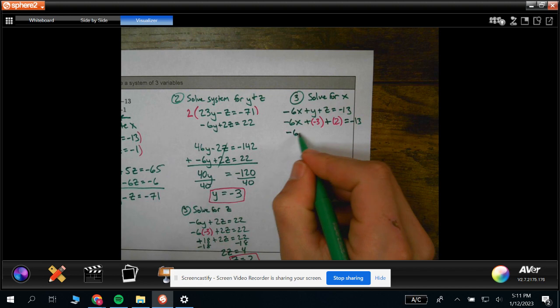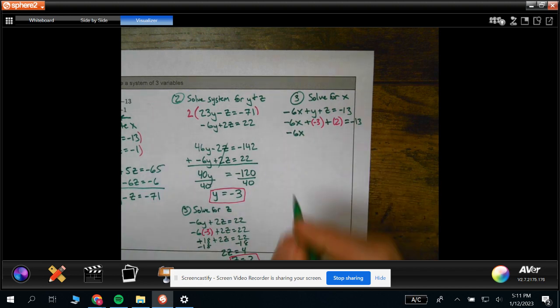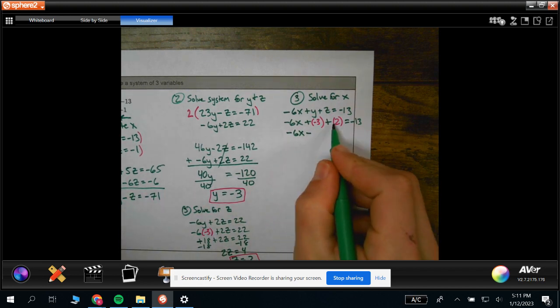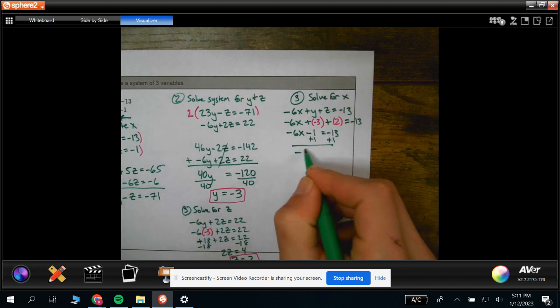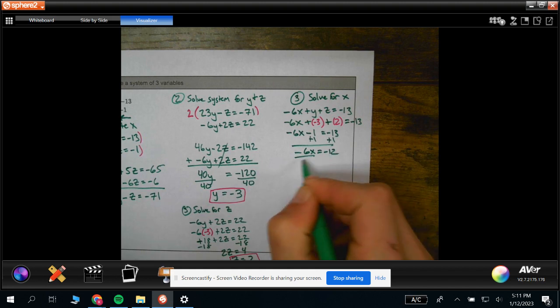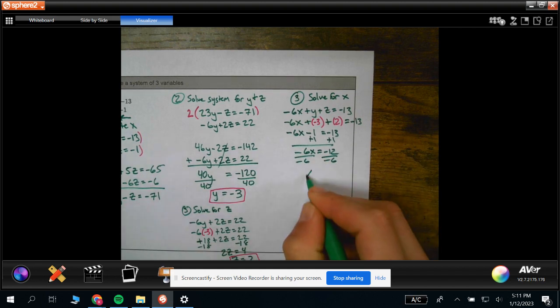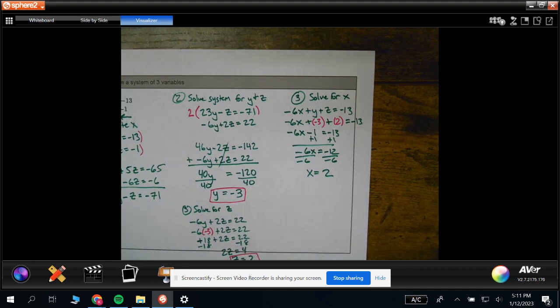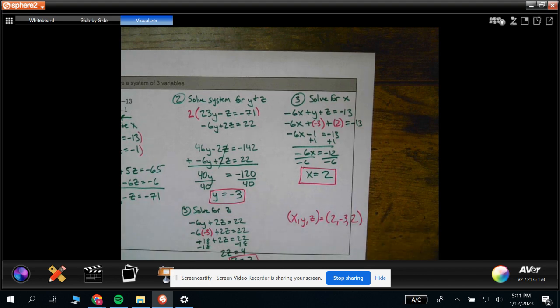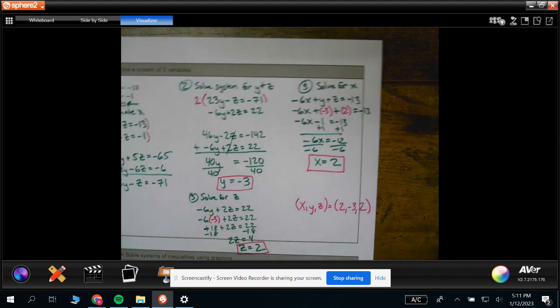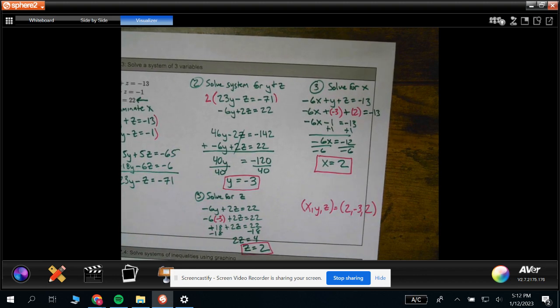If we work this out, negative 6x minus 3 plus 2, which is negative 1, equals negative 13. Add 1 to both sides. Negative 6x equals negative 12. Divide by negative 6, and x equals 2. So my final answer here is x, y, z equals 2, negative 3, 2. Long process, but just go one step at a time. Be careful on each step.